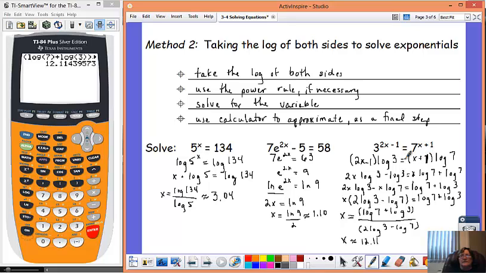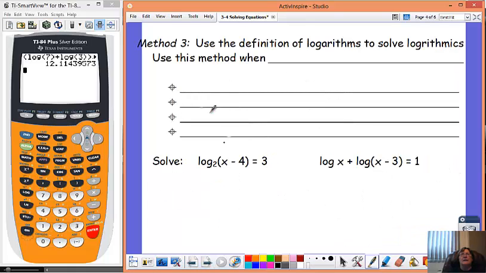Very good. So our two methods for exponentials were trying to get things to be powers of the same base, or taking the log of both sides. Those are our two exponential strategies. Let's take a look at the two logarithmic strategies next. This one says that we should use the definition of logarithms to solve logarithmic equations, and you can use this method, folks, when there is only one side with a log expression.